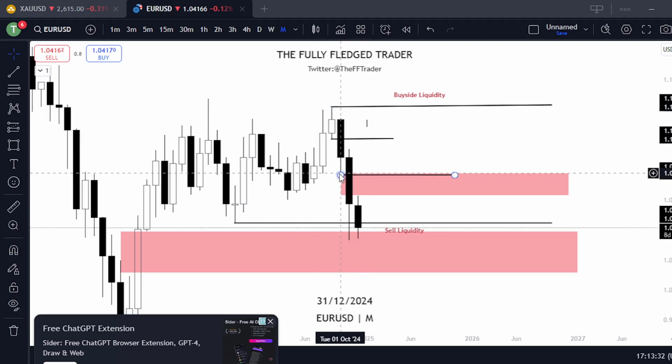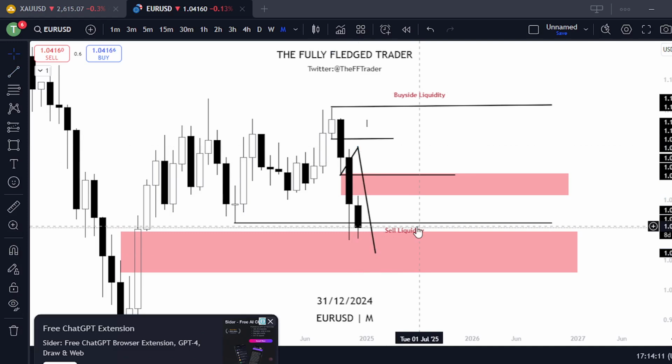Once this low was made, the next candle here traded a little bit higher into the range before continuing to the downside there. So from this point here, it's like this here. So that's like a low, goes back into the range, and then sells off.